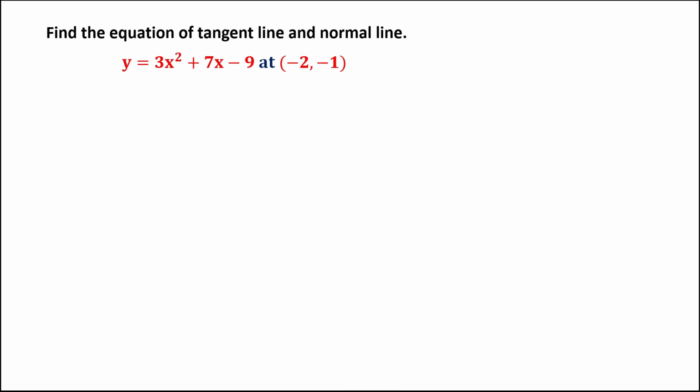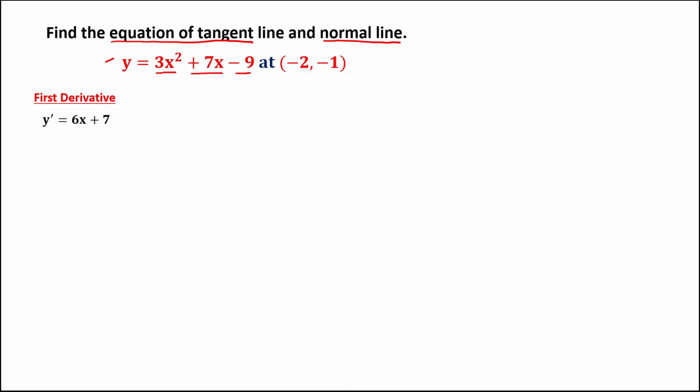So for this problem, we need to find the equation of the tangent line and the normal line. From the given, first we need to find the first derivative. So y prime equals the derivative of 3x squared, this is 6x. Then the derivative of positive 7x is positive 7. The derivative of a constant is 0. So y prime equals 6x plus 7.